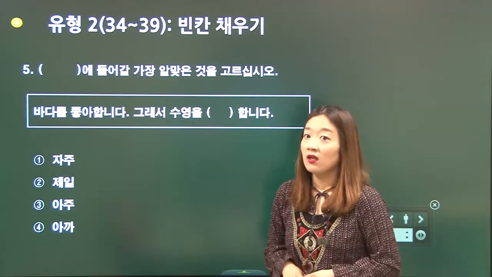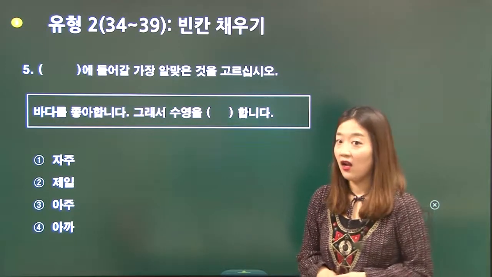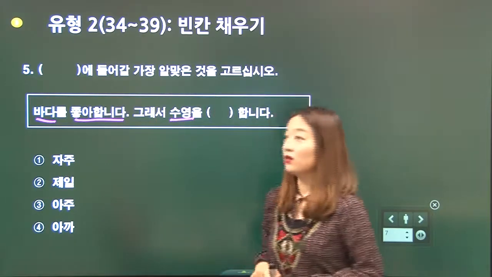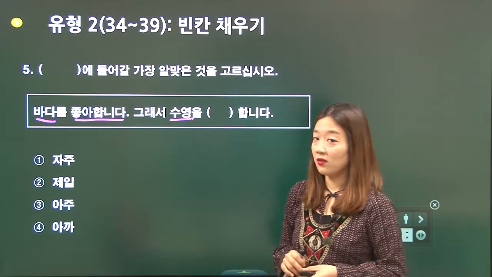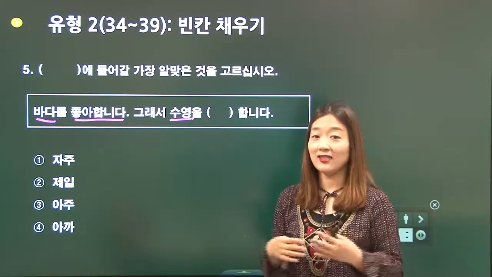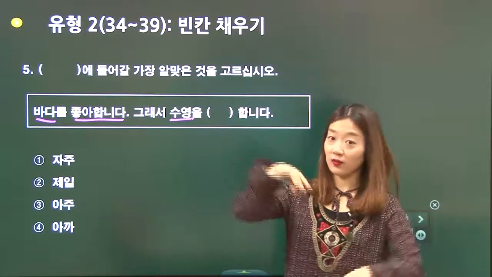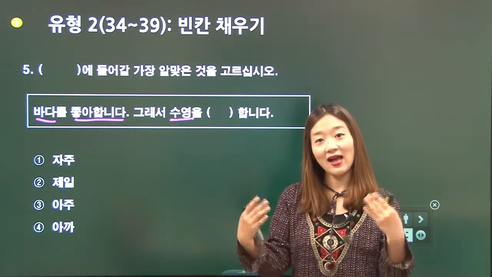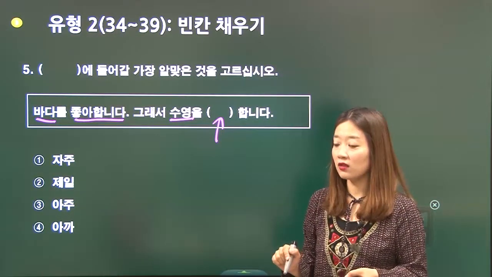Number five. 바다를 좋아합니다. 그래서 수영을 땡땡땡 합니다. Alright, here are the keywords 수영 and 바다 좋아합니다. 바다 is the sea or beach. And 좋아합니다 means I like it. So I like the beach, I like the sea. 수영 is swimming, right? So I like the sea and the ocean water, so I swim. In this blank, we need to find the adverb.